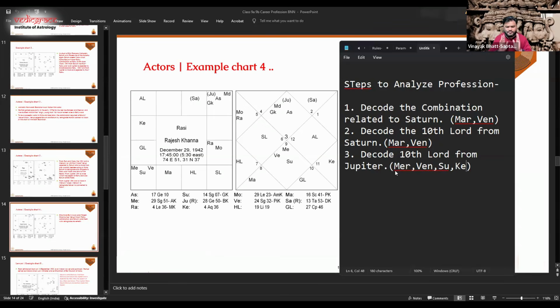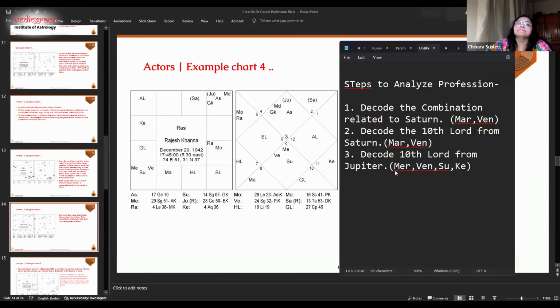Now you have decoded these three steps. Just pick the common planet out of it. What are those common planets? Mars, Venus only, no? Do we have to do the same thing again for Jupiter? We don't have to do it again because Jupiter is retro from the second house. Consider it done. Why?